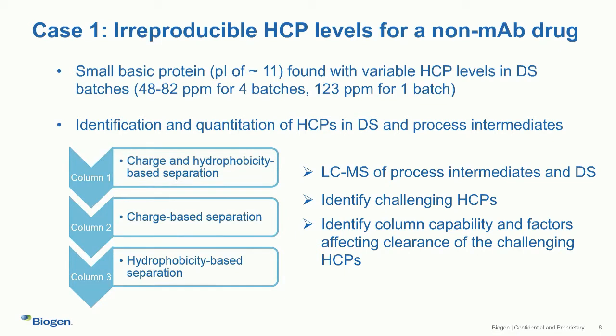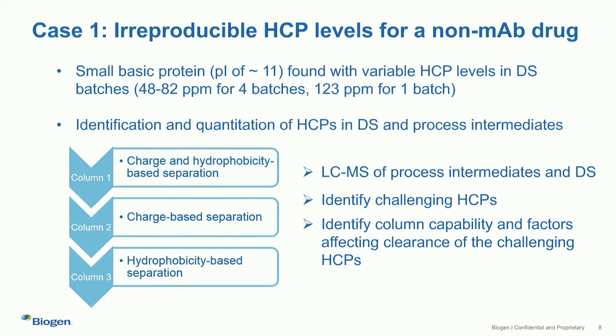Case 1 is about a small basic protein. It's a non-mAb drug with a theoretical PI of 11. It's highly basic, and it was found to contain variable host cell protein levels in the drug substance samples. For the 5 batches we manufactured, for 4 of the batches, the HCP level is within 48 to 82 ppm. However, for one of the batches, the HCP level is as high as 123 ppm. It is higher than the action limit of 100 ppm.